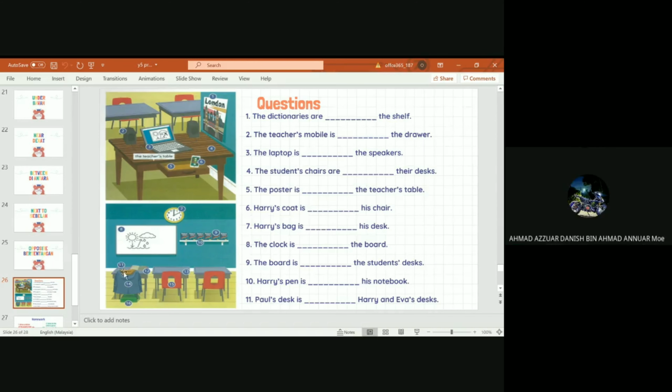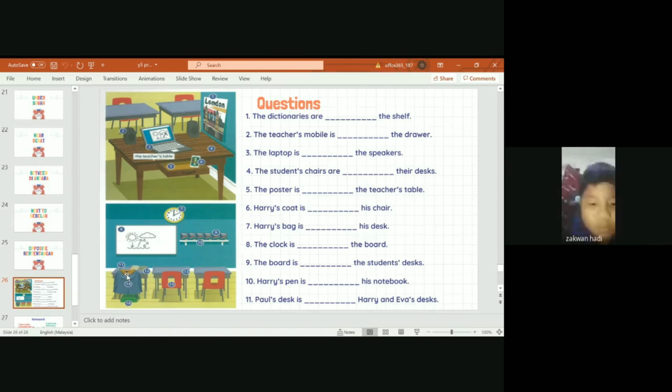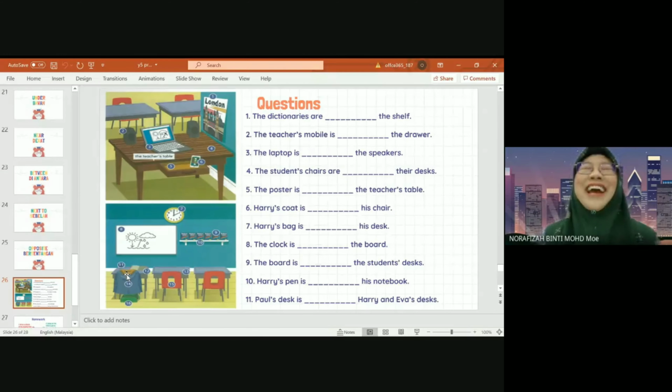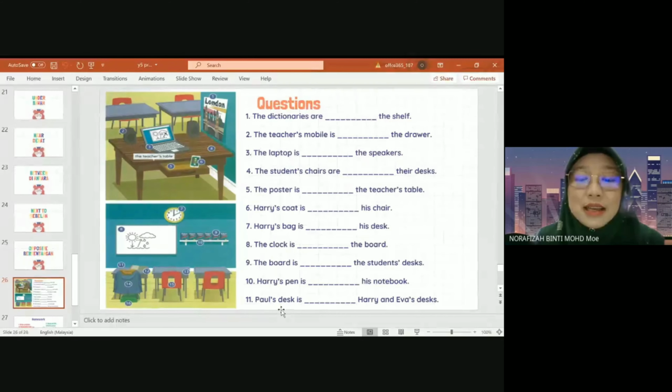Next to. Next to Harry's pen. Alright, okay. Good. Harry's pen is next to his notebook. Last one. Next to. Okay, I got it. Alright. Last one. Number 11. Paul's desk is Harry and Eva's desk.